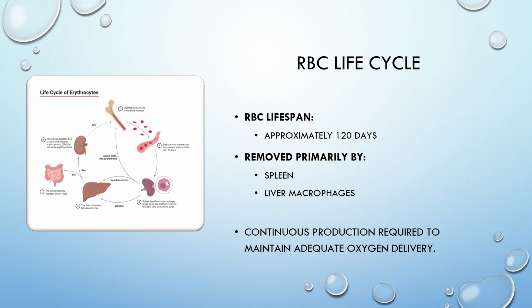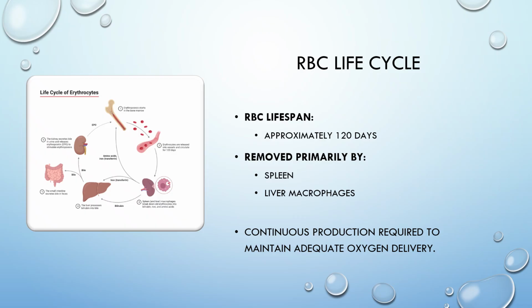When that happens, the body has a built-in recycling system. Old or damaged red blood cells are removed primarily by macrophages in the spleen, which acts almost like a quality control checkpoint for circulating erythrocytes. If a red blood cell can't deform properly while passing through the splenic microcirculation, it tends to get trapped and phagocytosed. The liver also contributes through its macrophage system, helping remove aging or damaged cells and recycling useful components like iron. And this brings us to an important physiological reality.